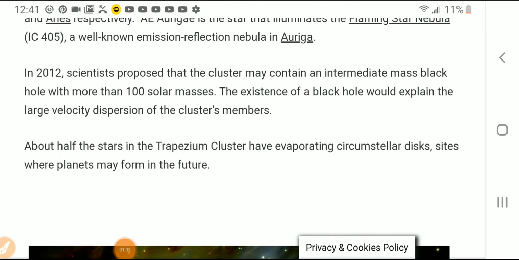In 2012, scientists proposed that the cluster may contain an intermediate mass black hole with more than 100 solar masses. The existence of a black hole would explain the large velocity dispersion of the cluster's members. And I had watched a video sometime back by a gentleman, I'll try to find it, but he proposed that the Giza Plateau and the surrounding area was a reflection of Barnard's Loop, which emanates from the trapezium open star cluster, which would be the eye in the triangle, which I will tie into several other things here in a second.